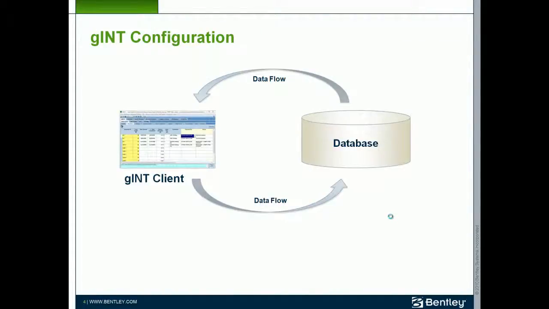Let's consider gINT configuration. The gINT application consists of two main parts, the gINT client and the database in the backend. Data can be saved to a database via the gINT client and retrieved from the database via the gINT client. Currently, gINT supports two types of databases: Microsoft Access and Microsoft SQL Server. Perhaps some other databases may be considered in the future.